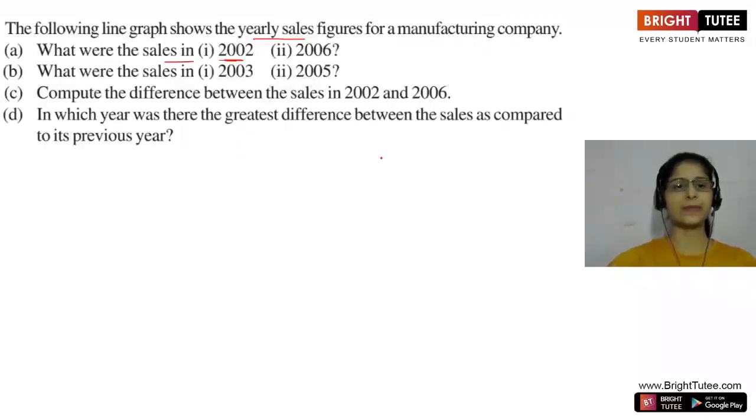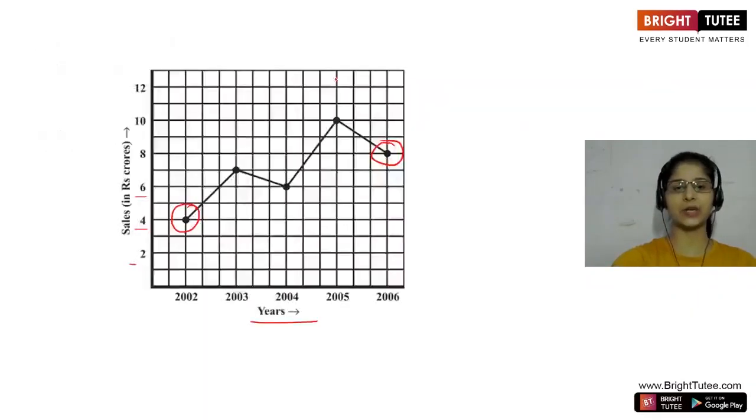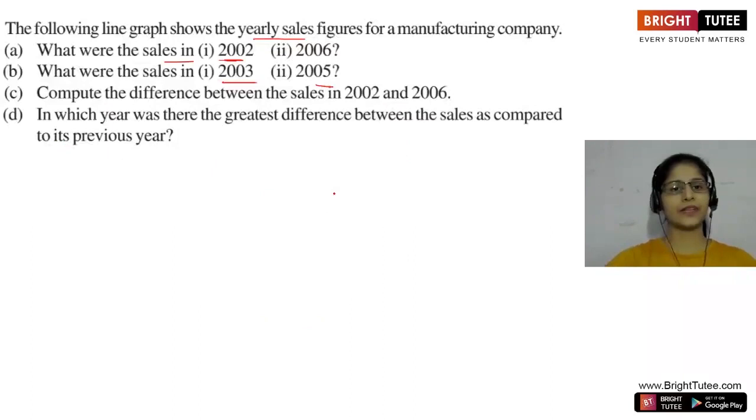Now in the second part they are asking what were the sales in 2003 and 2005. Quite easy to calculate. 2003 it is 7 crores. You see between this there is 7, and 2004 it is 6 crores. Clear?